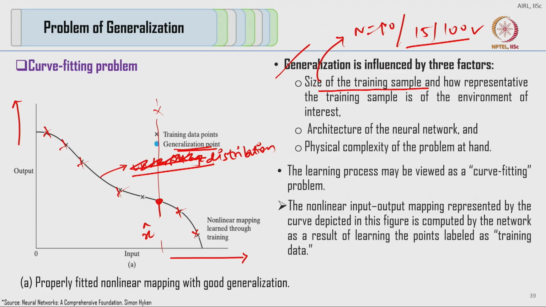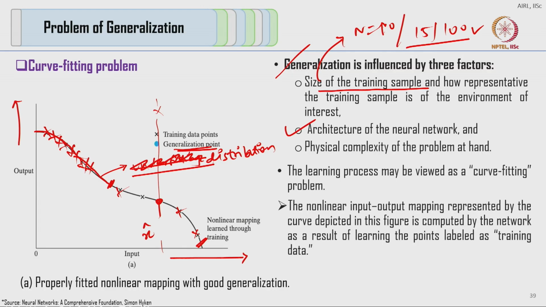For example, in this particular curve, if all of my training samples are populated in one particular region and not in the other region, then the curve fitting would actually be a little bit biased. So we would have a very strong estimate here, but in the other part of the curve our estimate would be very noisy. The architecture of the neural network also matters.